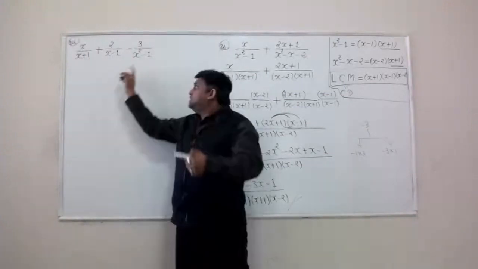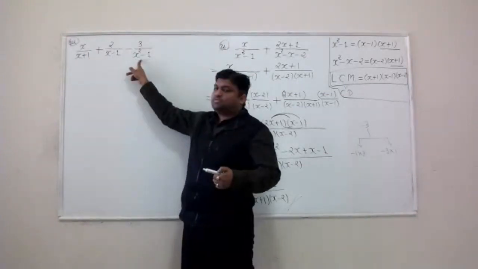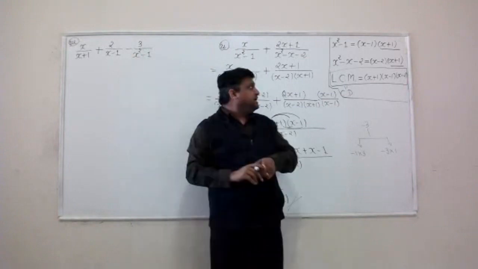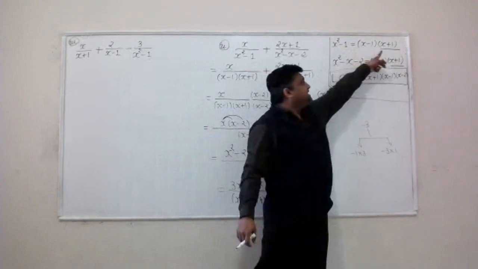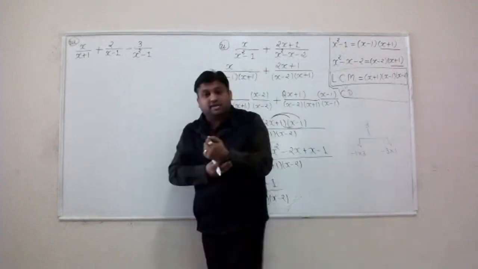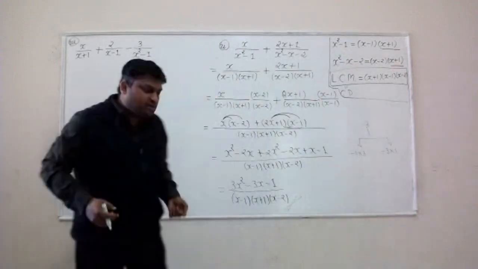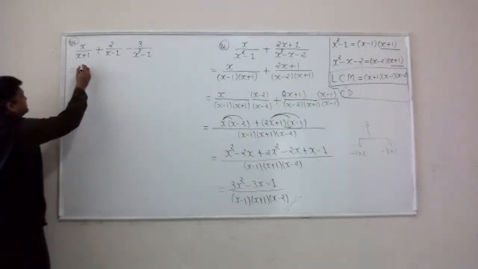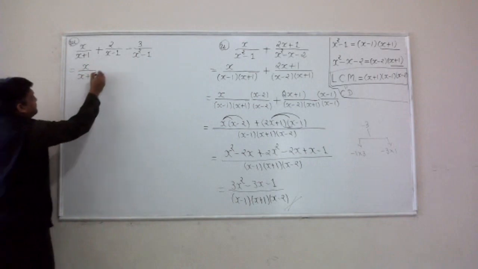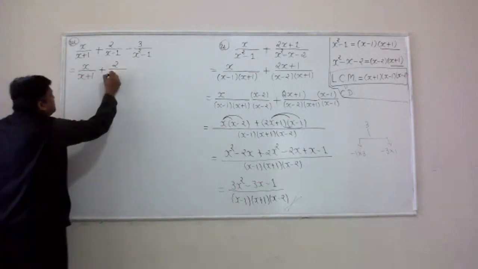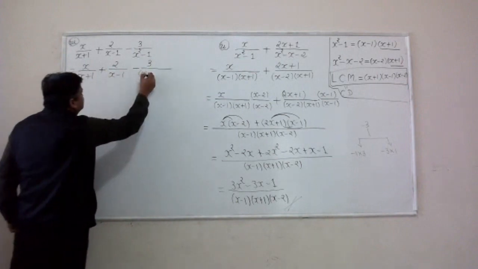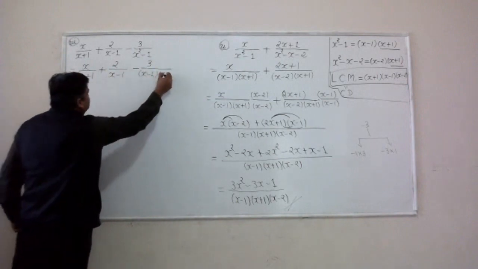All right. This term, x squared minus 1, is the only term that can be factored as x minus 1 times x plus 1. So let's replace that denominator with its factorization first. I get x over x plus 1, plus 2 over x minus 1, minus 3 over x minus 1 times x plus 1.